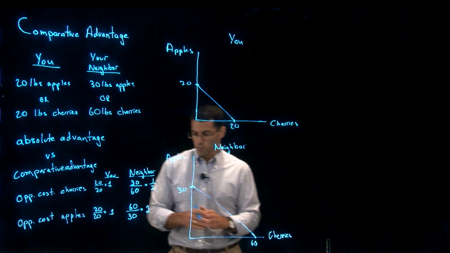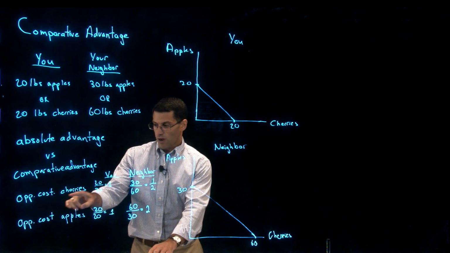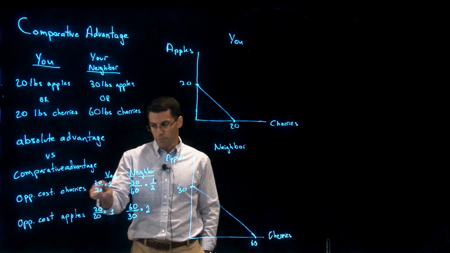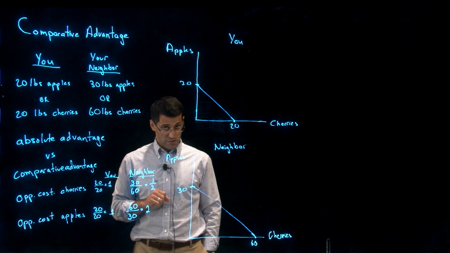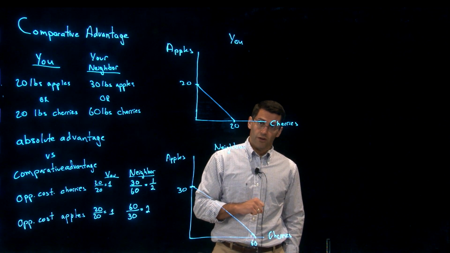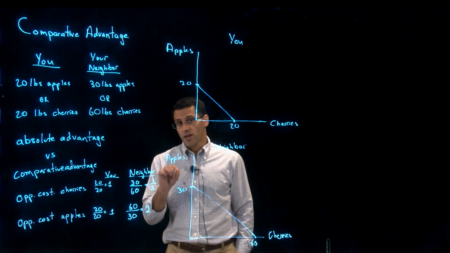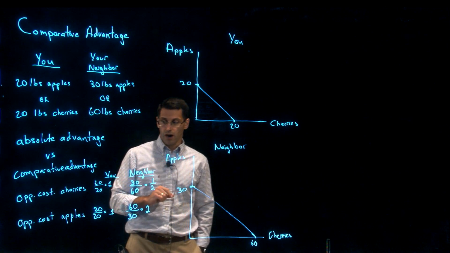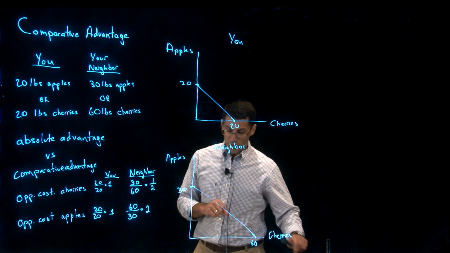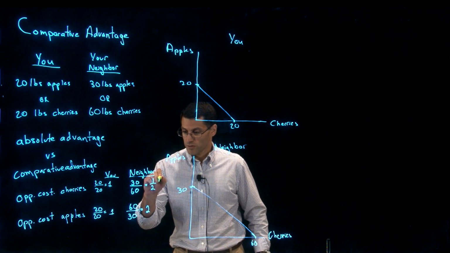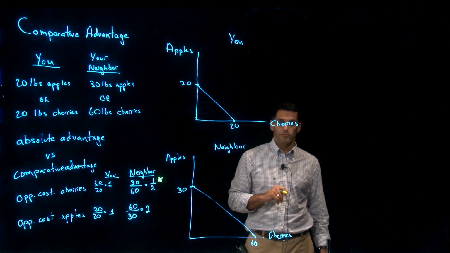So in this case, what do we notice here? Well, your opportunity cost of picking cherries, right, 1 pound of cherries, you have to give up 1 pound of apples. Your neighbor, on the other hand, in order to pick another pound of cherries, only has to give up 1/2 pound of apples. Your neighbor has the lower opportunity cost of picking cherries. Therefore, we conclude that your neighbor has the comparative advantage in picking cherries.